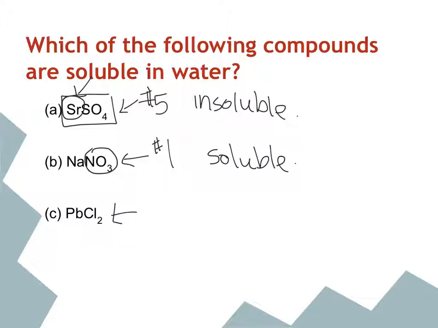The last one, our lead chloride, refers back to rule number 4. Rule number 4 said that chlorides are soluble except when they're combined with lead, as well as silver and mercury. So because this chlorine is combined with lead, it means that this compound is insoluble.